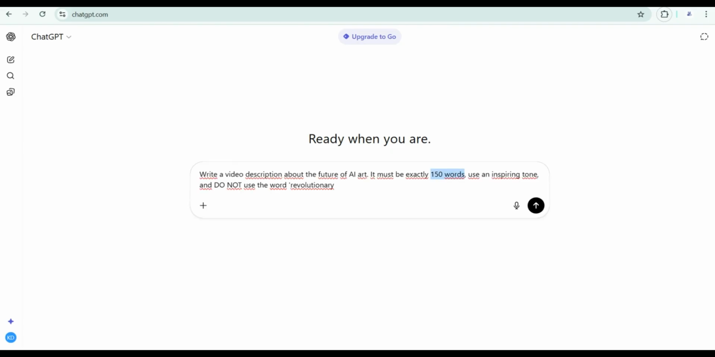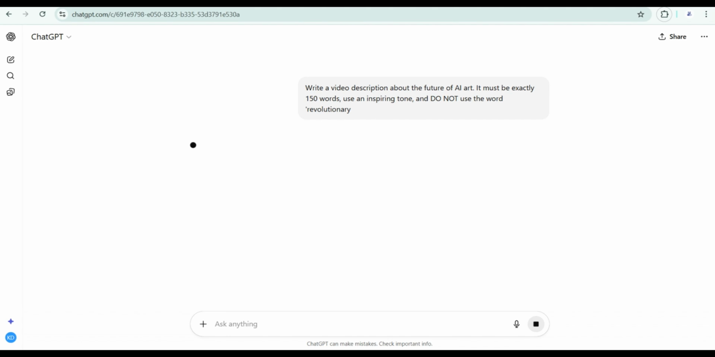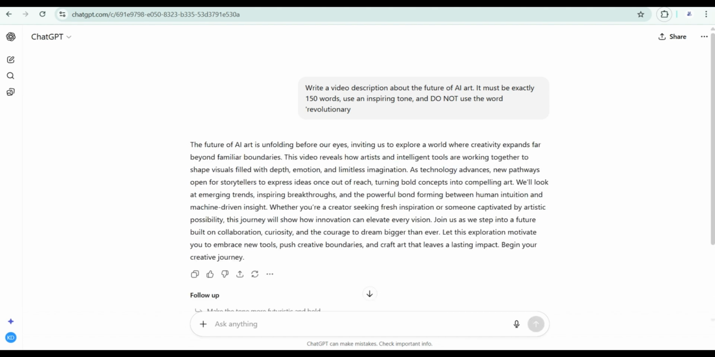Let's try to generate a catchy video description. We tell it, "Write a video description about the future of AI art. It must be exactly 150 words. Use an inspiring tone. And do not use the word revolutionary." Look at that, a perfect 150-word description, forcing chat to choose its words carefully. You can also constrain the reading level, forcing it to use simple or highly technical language. This hack ensures every word counts, making your content stronger, punchier, and far more professional than standard free output.